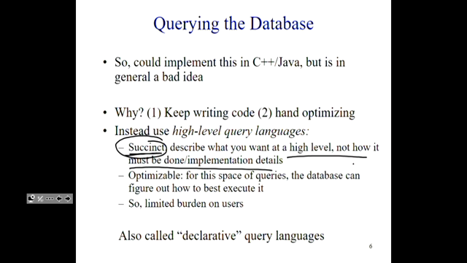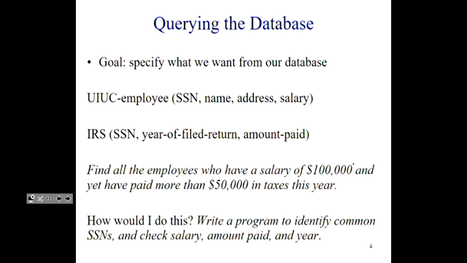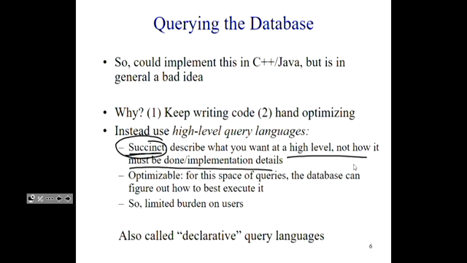You simply tell me something that actually looks like this, something that looks like find all employees who have salary, blah, blah, blah, right? This doesn't tell me how to execute the query, but this is telling me at a high level what I want as a result of my query. If you say something like this, the database can actually figure out how to execute it. Okay, so that's the high-level goal of developing these query languages.